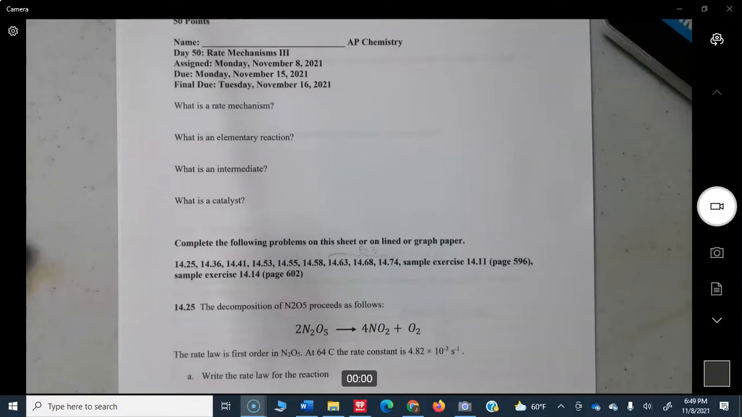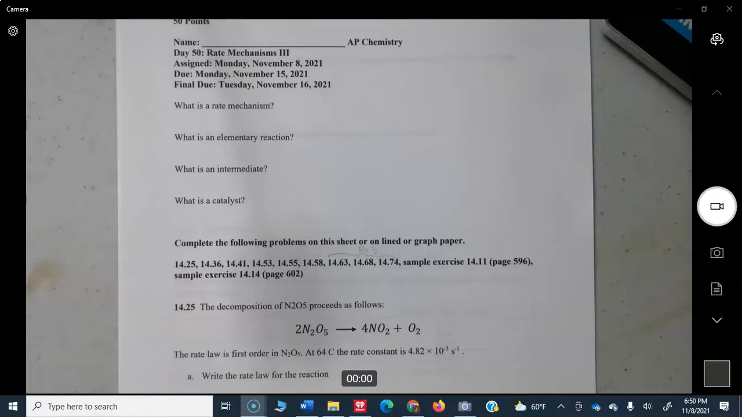What is an elementary reaction? That is one of those reactions that leads from the reactants to the products. So there could be two, there could be three. Generally, with the problems you'll be dealing with, there won't be more than three elementary steps that produce the overall reaction that you're studying.